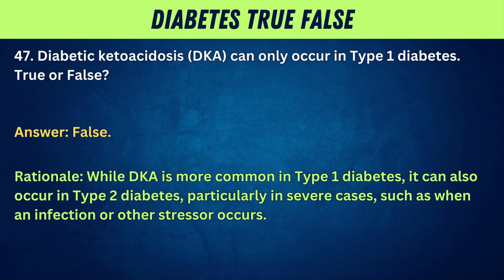47. Diabetic ketoacidosis, DKA, can only occur in type 1 diabetes. True or false? Answer: false.